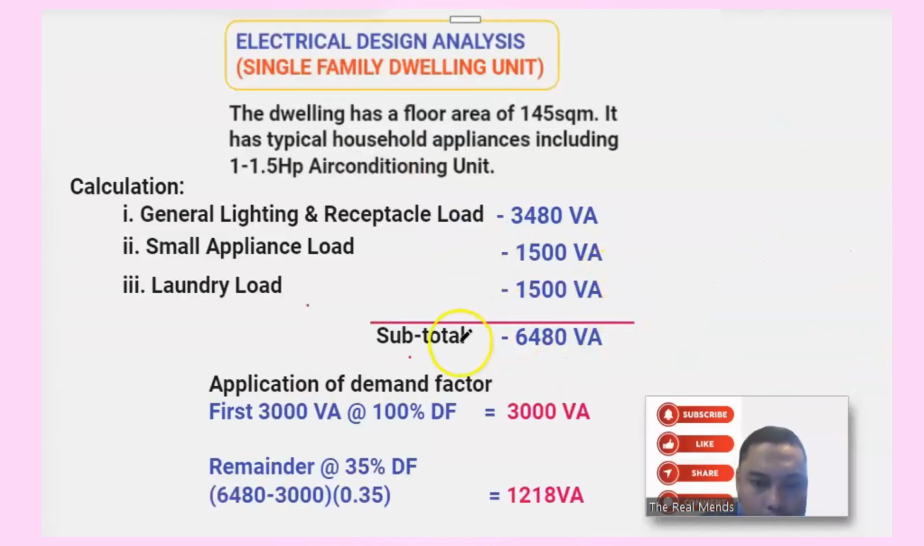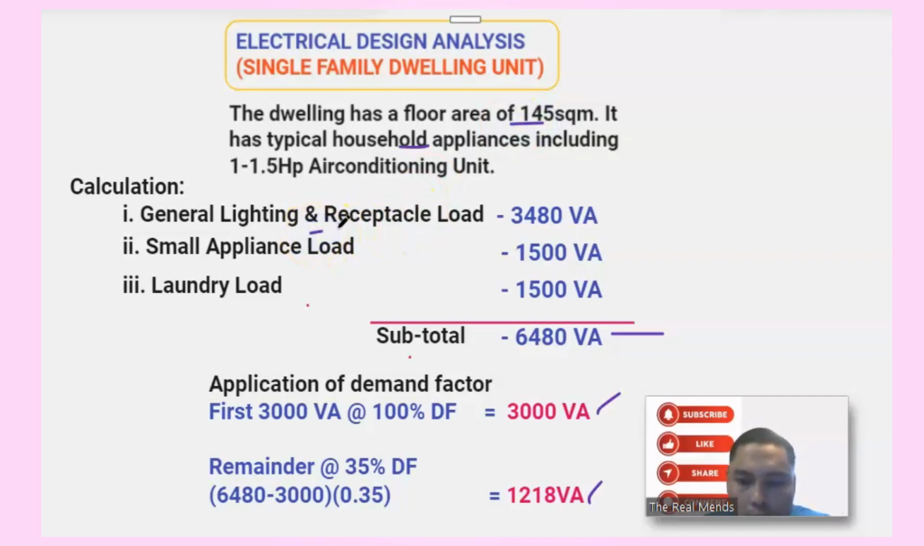Okay, to continue, from the subtotal, we're using the demand factor. So we have this 3,000, and then the remainder at 1,218 VA. So we're done with the typical household appliances together with the lighting and receptacle load.